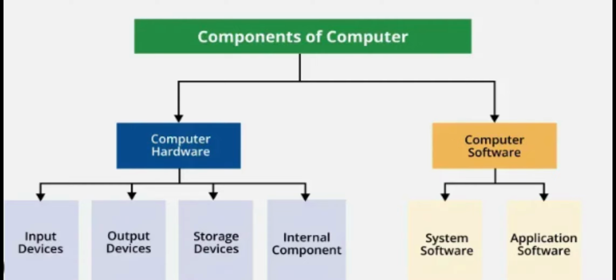So moving forward, our second topic is hardware and software components of a computer system. A computer system functions through the combined operation of hardware and software. Hardware includes all physical components of a computer such as keyboard, mouse, monitor, CPU, and storage devices. Input devices help in entering data, output devices display the result, and storage devices store information either temporarily or permanently.